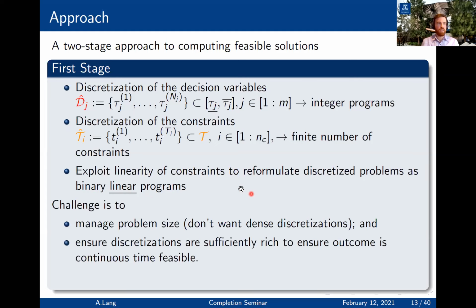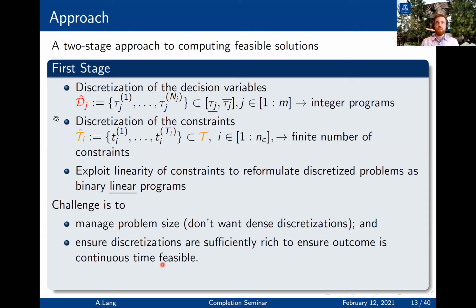So the main challenge with the first stage is to manage the problem size, which is the size of these binary linear programs. And that means we don't want the discretizations to be too dense. Therefore, uniform sampling of these intervals is not the best solution. But we also need to ensure that these discretizations are sufficiently rich to ensure that the outcome is actually continuous time feasible.